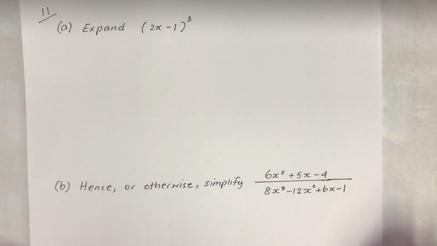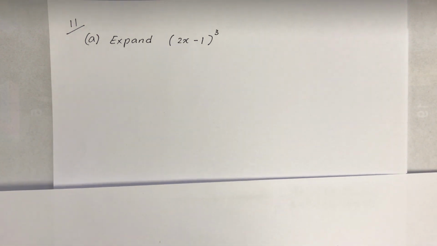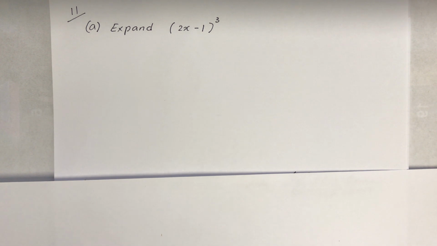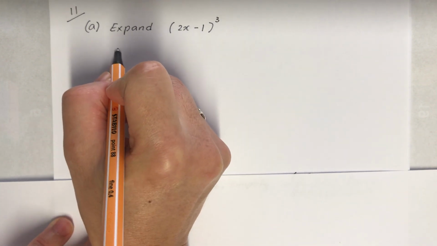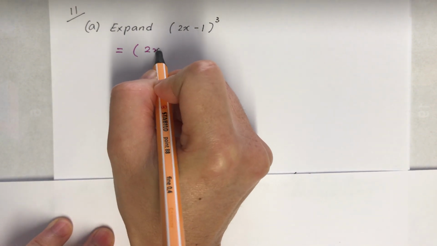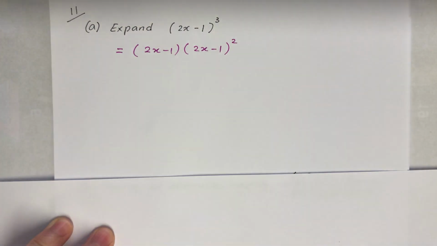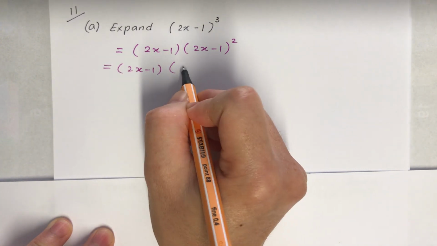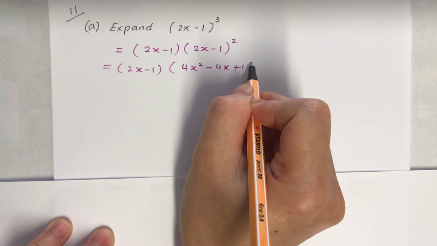Okay. Going to cover the last one. There are two parts. The first part is you have to expand this one first. So I'm going to expand that. We've done something similar to this before. So what I'm going to do is first prepare to expand it. So that's a perfect square. What is it? 4x squared minus 4x plus 1.